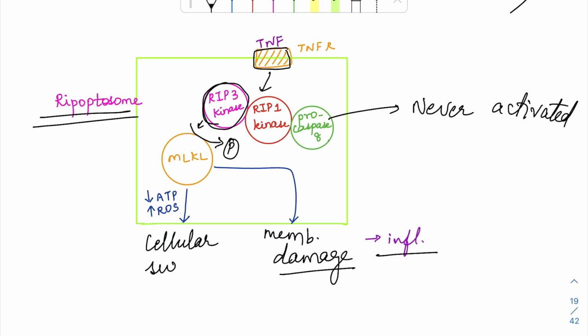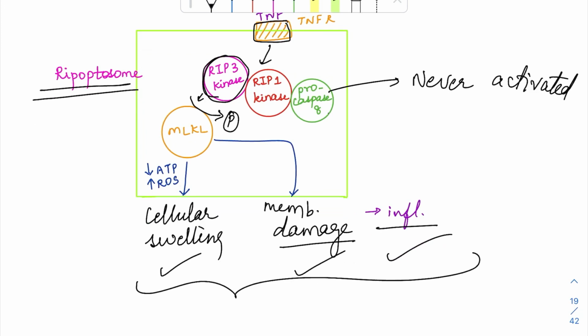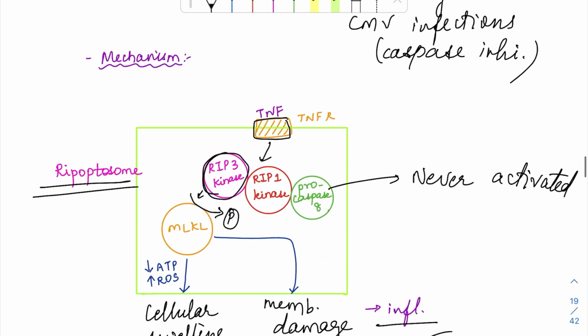So cellular swelling is there, membrane damage is there, inflammation is there. So morphologically, how will this cell death look? It is going to look like necrosis. And it had a regulated pathway, and that pathway was somewhat similar to the extrinsic pathway of apoptosis. So together it makes the necroptosis. Okay.